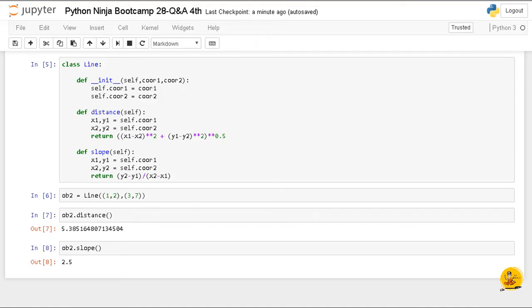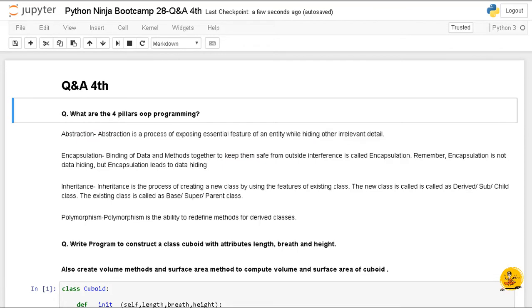Don't go through the solution directly. Make your own logic and at least try once to solve the question first. This is the best learning process and you will get the most out of this lecture. That's all about Q&A third.